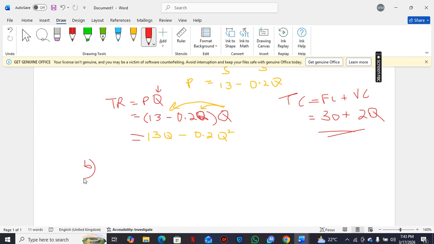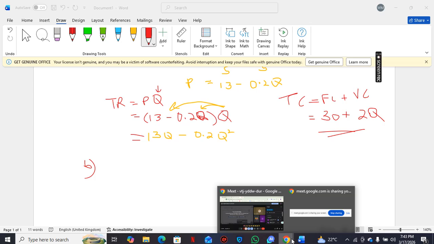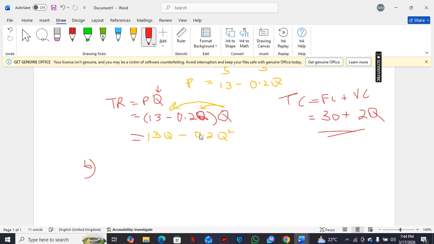Once you define it in simple words, you've understood the concept. Break even, the definition. Okay, break even is when you don't make any profit, okay?